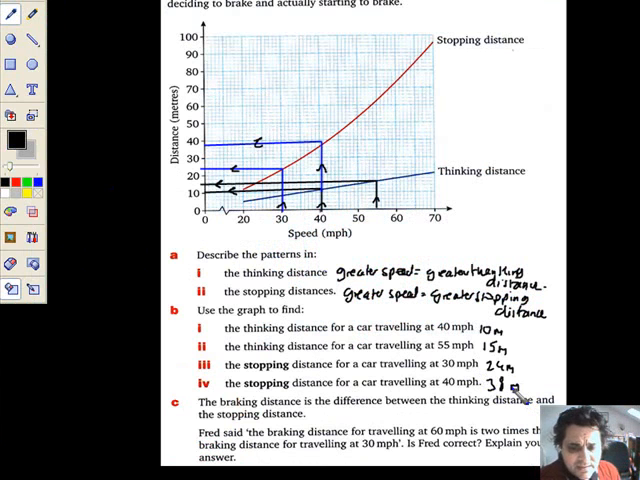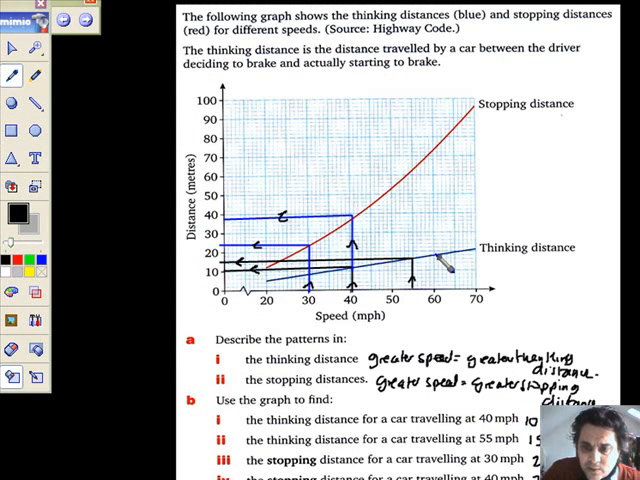Right, the braking distance, this is part C. The braking distance is the distance between the thinking distance and the stopping distance. Fred said the braking distance for travelling at 60 is 2 times the braking distance for travelling at 30. Is he correct? Well, let's just travel at 60, shall we, and find the difference. So thinking distance at 60 is going to be roughly 18 meters, and my actual stopping distance is going to be roughly 74.